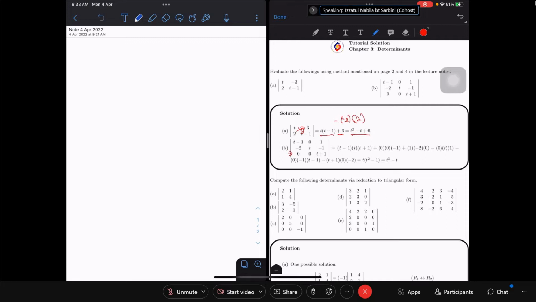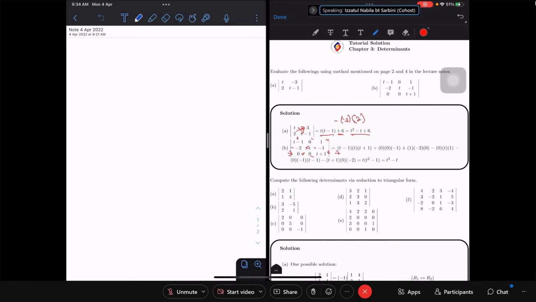You also have to know the positions of the positive and negative signs in the matrix. So here it will be positive, negative, positive, negative, positive, negative, positive, negative, positive. And then you choose one row to calculate. In this example, you can choose the third row if you want. You can try to calculate.